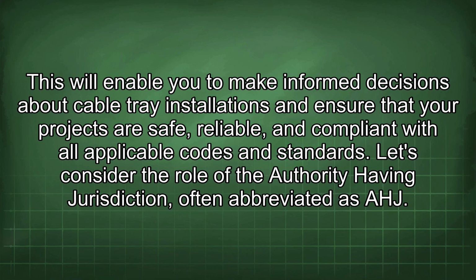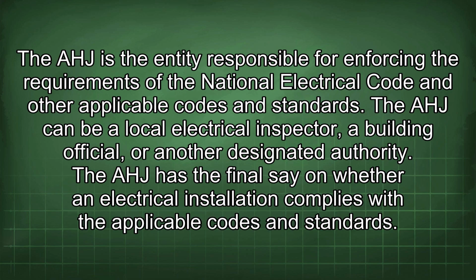Let's consider the role of the authority having jurisdiction, often abbreviated as AHJ. The AHJ is the entity responsible for enforcing the requirements of the National Electrical Code and other applicable codes and standards. The AHJ can be a local electrical inspector, a building official, or another designated authority. The AHJ has the final say on whether an electrical installation complies with the applicable codes and standards.